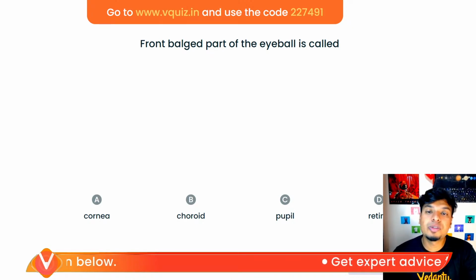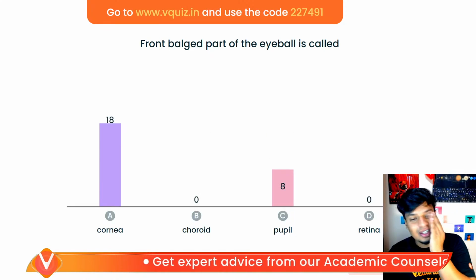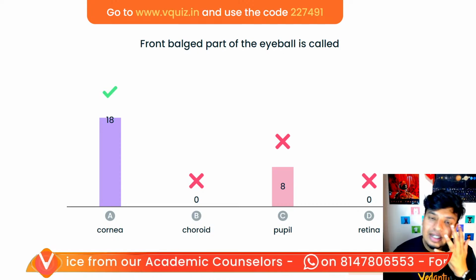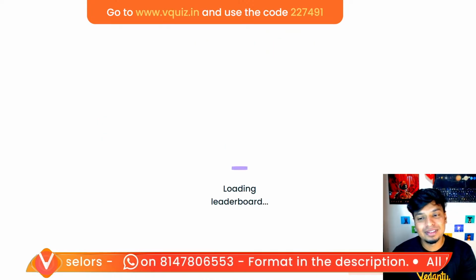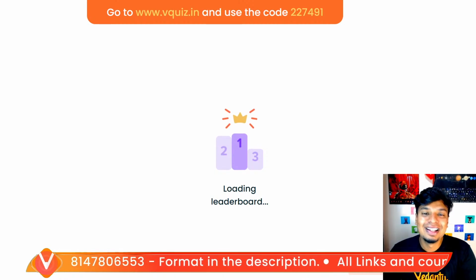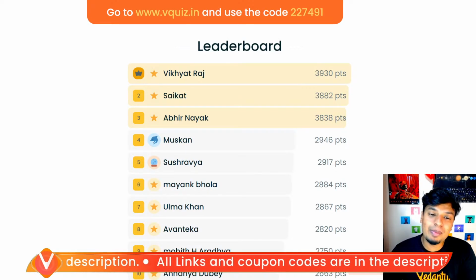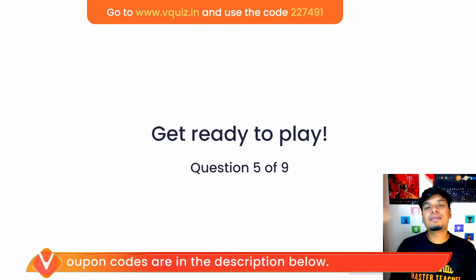The front bulged part of the eyeball is called your what, guys? It's your cornea, no? The front part. Cornea, iris, pupil, lens, retina, cones, rods, optic nerve. Okay. So we have Vikyat, Saikat, Habir, Muskan, Shushravya, Mayank, Ulma, Avantika, Mohit, and Ananya Dobe. Great. Question number 5 on your screen.